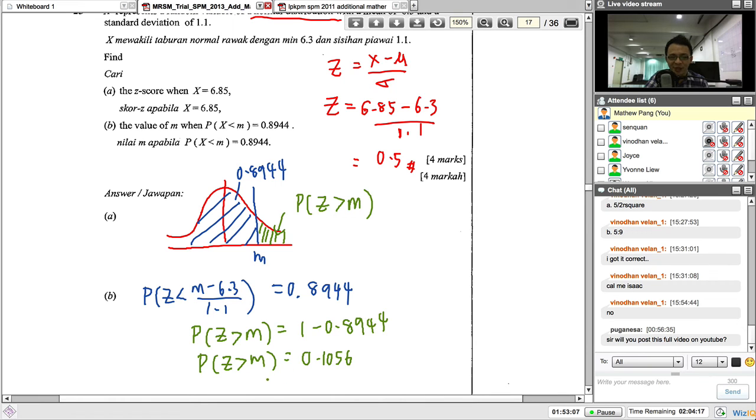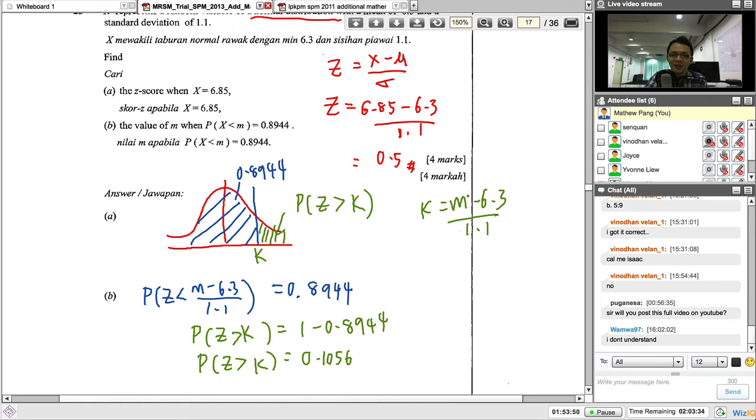Then you can get the M. This is not M, sorry, because M actually is the X value. I cannot use M. My bad, let me just change to any other alphabet, because this M and the other M are different things. M is actually the X value, so we cannot use M over here. Just let me use K maybe. Let's call this one K. Okay, and then K is equal to M minus 6.3 over 1.1.